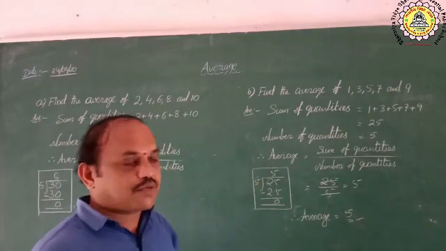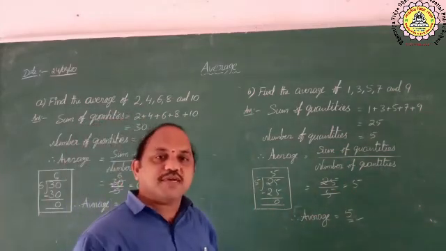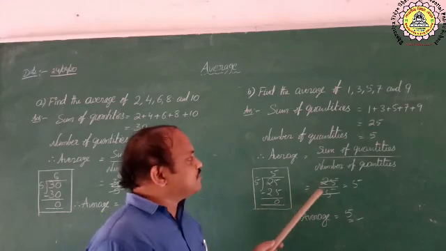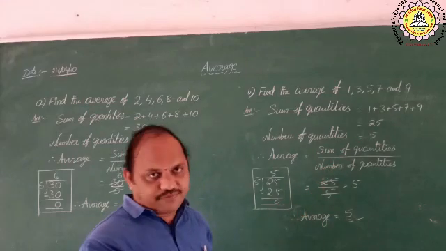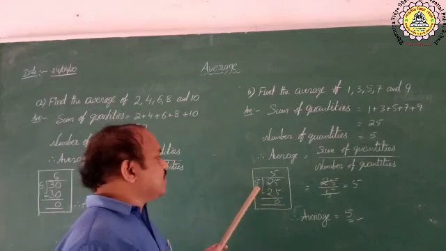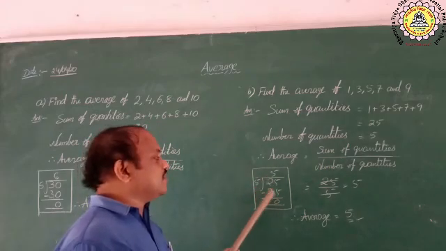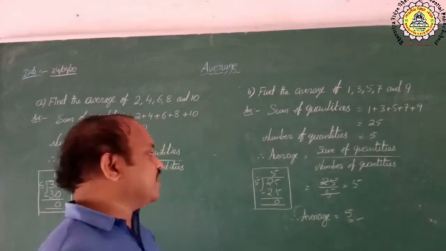So I did it like the first sum. Therefore average is equal to sum of quantities by number of quantities. That is equal to 25 by 5 or 25 divided by 5. Okay. So here the rough work is completed in the box. 5 divides 25, how many times? 5 5s are 25. Remainder is 0 and quotient is 5.